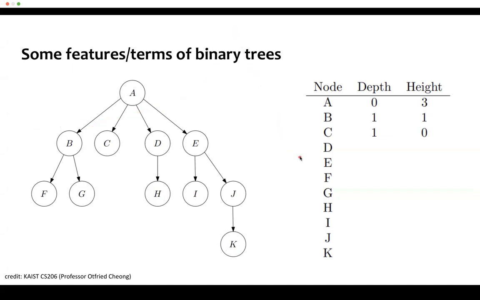All right, thank you for sharing your answers. So when it comes to D, the depth is 1 because we have one edge. And the height is 1 because we have just one edge to reach the deepest leaf from this node D. And when it comes to E, it has one edge to reach the root, so the depth is 1. And the height is 2 because we need to pass 2 edges to reach the deepest node, K. So regarding this concept, do you have any questions?